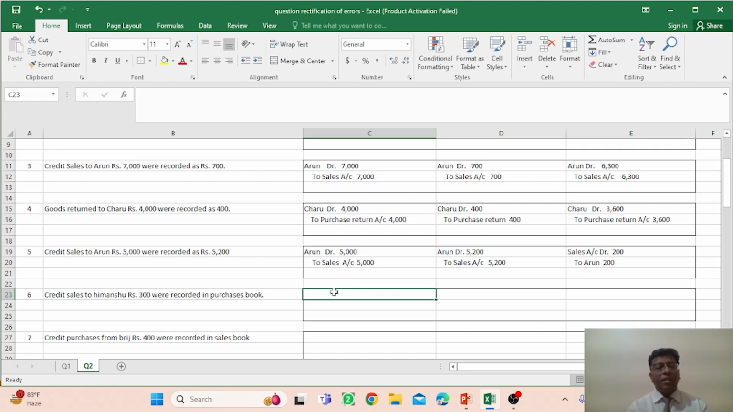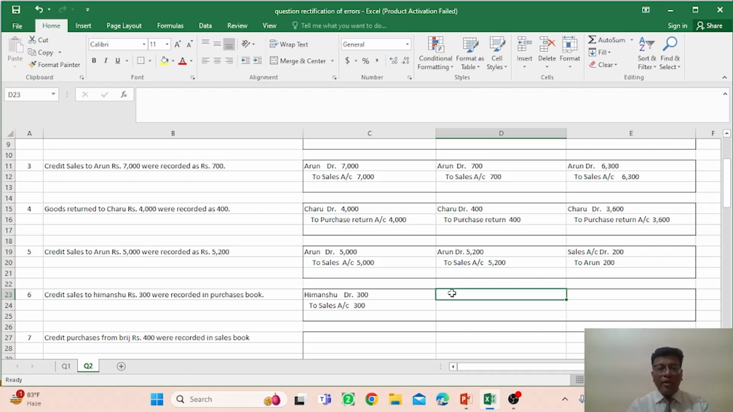So the very first thing is that first line, right? Credit sales to Himanshu. So Himanshu is the party. Okay, Himanshu should be debit by 300, and credit sales. Okay, so to sales account rupees 300, and the wrong entry was posted or recorded in the purchase book.